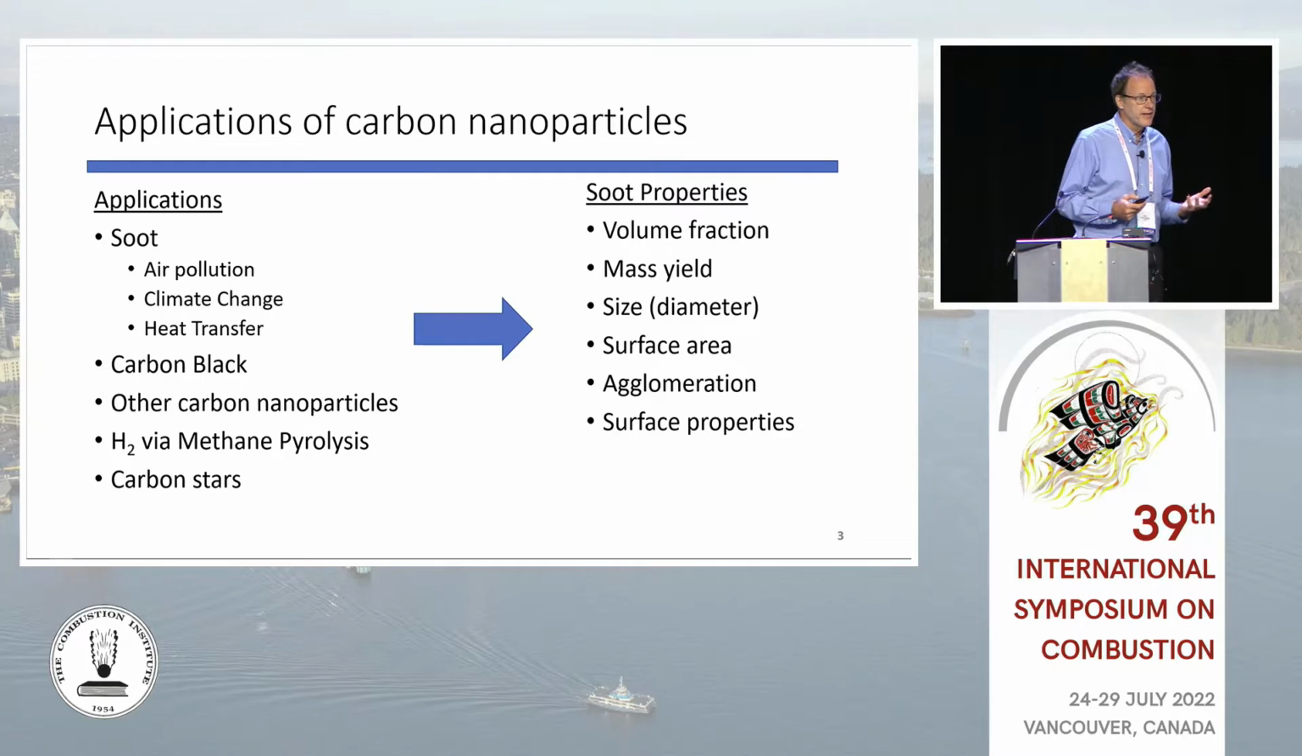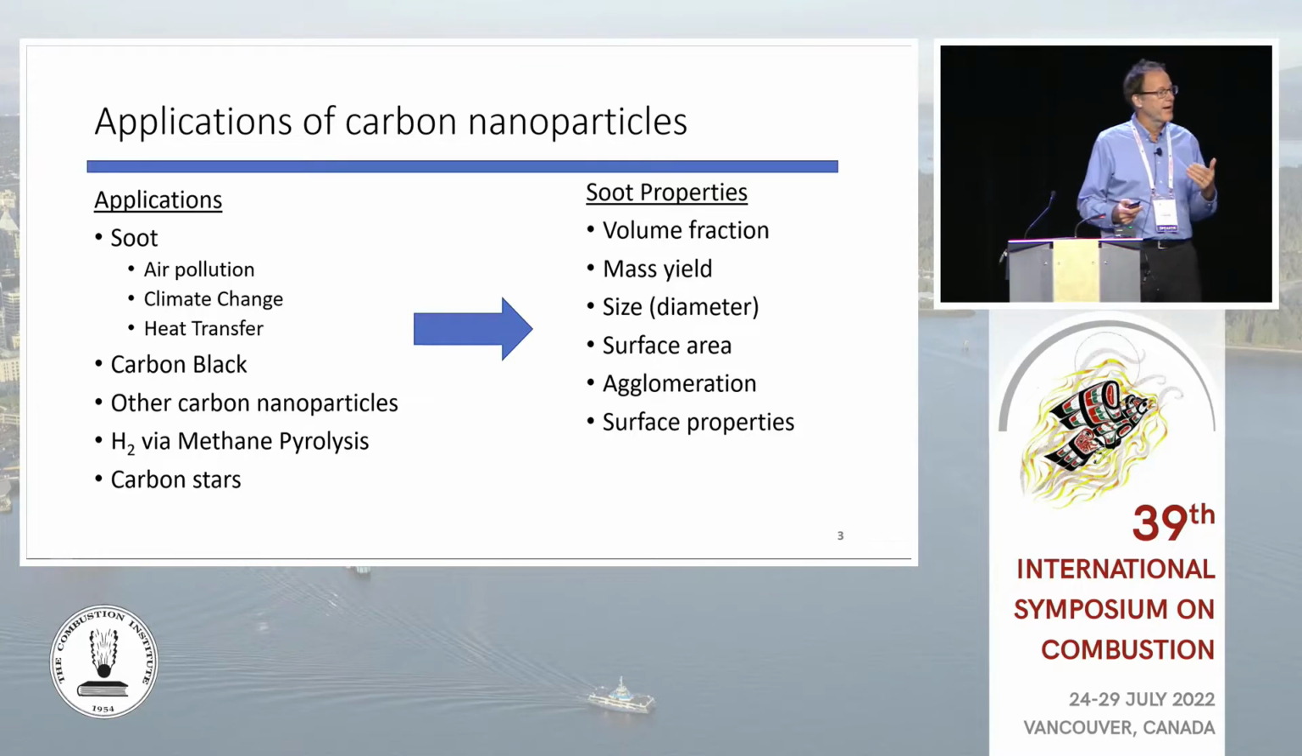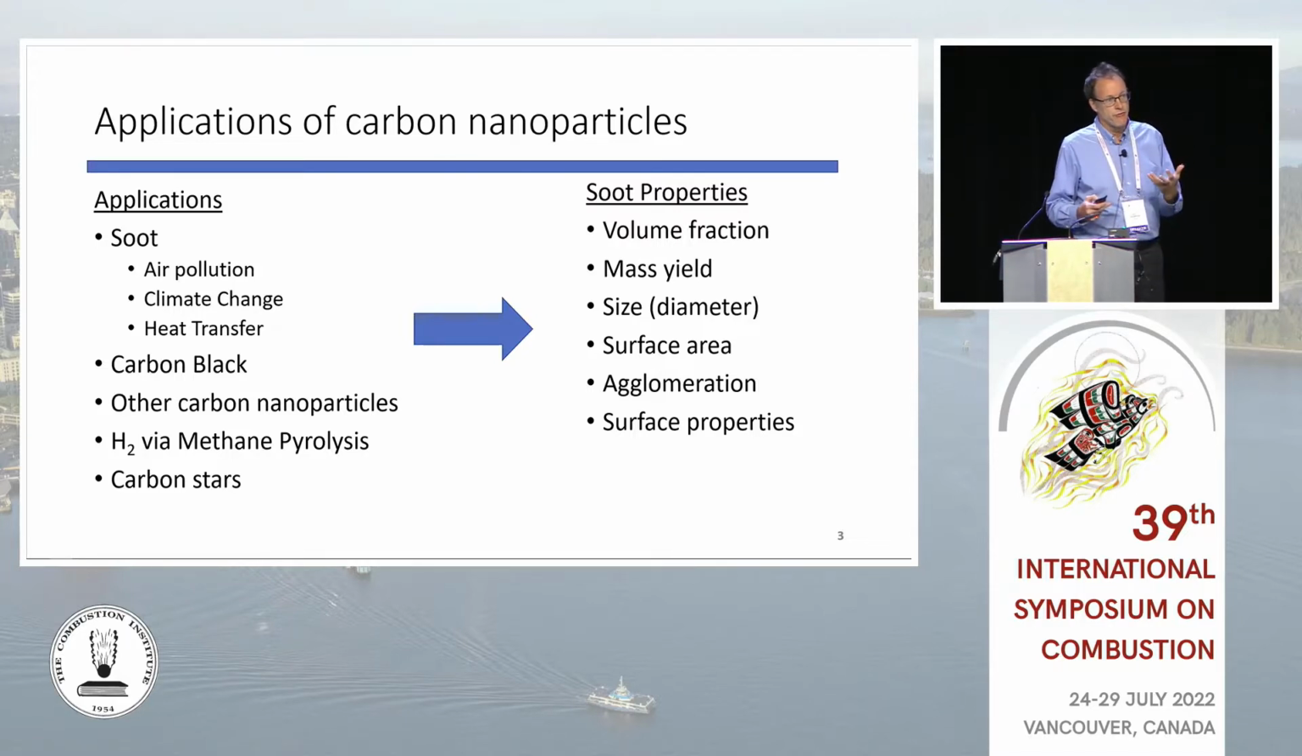Now, these various applications have soot properties that are particularly important to them. For instance, in air pollution, the size of the particle is very important in determining its health effects. In the area of carbon black, it's determined by its surface area and agglomeration. That determines the type of carbon black. There are many, many types of carbon black. So the point I'm trying to make is that in soot modeling, we don't just want to predict the soot volume fraction, we want to predict all these different properties. Some, such as soot surface properties, are fairly complex to predict.